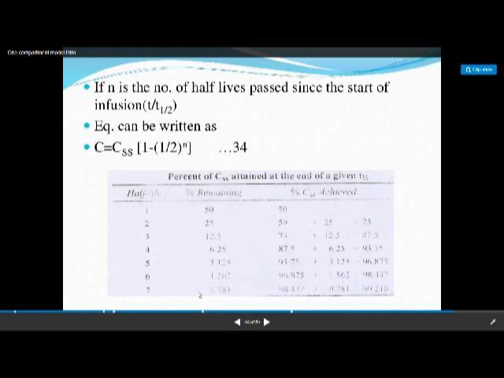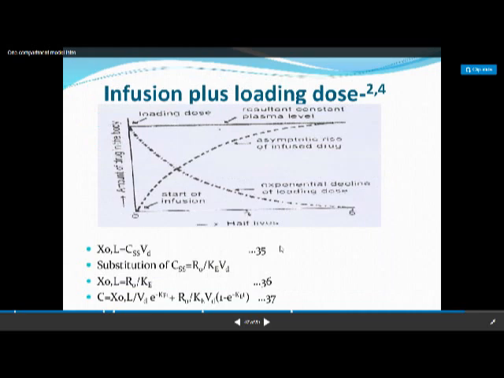So after 7 half-lives, near about, we achieve 99.218% of the steady state level concentration. So in this way we can write the equation. The equation for this is C equals CSS into 1 minus 1 by 2 to the power N, where N represents the total number of half-lives passed. So you can calculate the number of half-lives after which the steady state can be achieved.